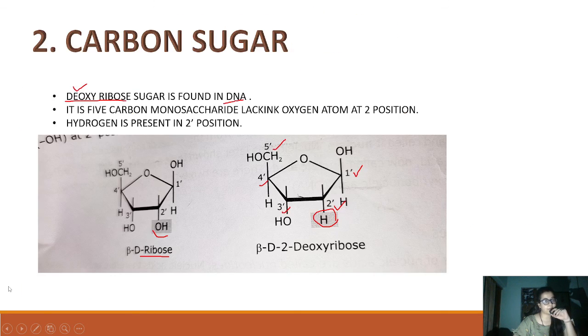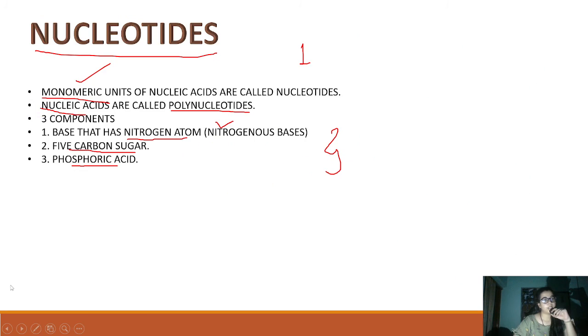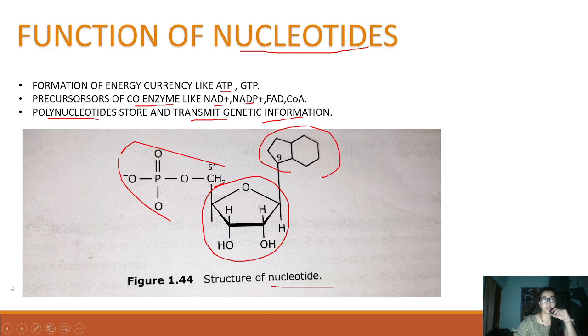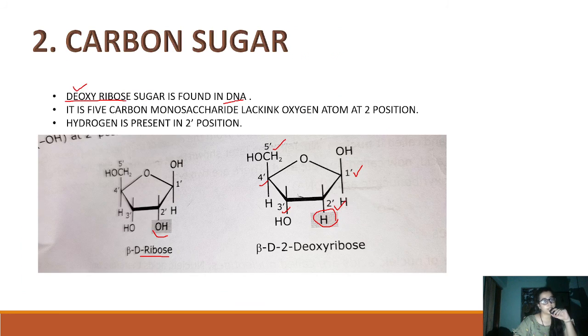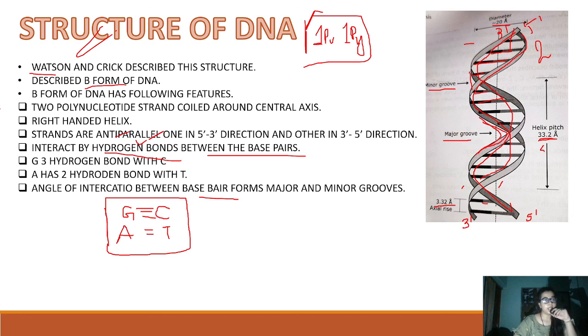So this is all about the structure of the DNA, which I have described in detail: what are nucleotide, nitrogenous base, carbon sugar, and phosphoric acid. In the next class we will be dealing with certain other properties of DNA, that is what is supercoiling, what are the different forms of DNA, as well as what is denaturation of DNA. We will be discussing in the next video. Hope you have understood the structure of DNA.